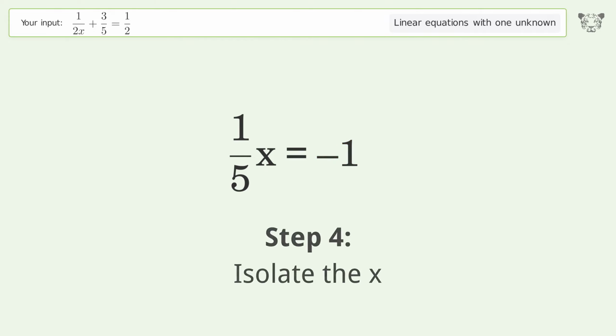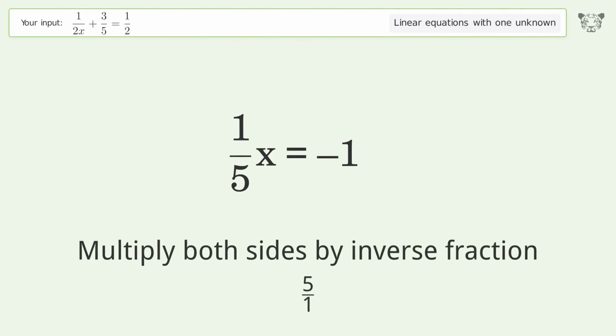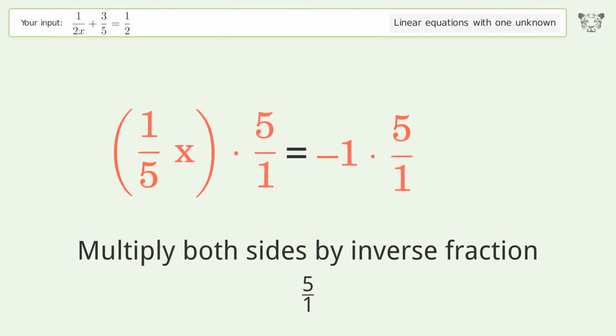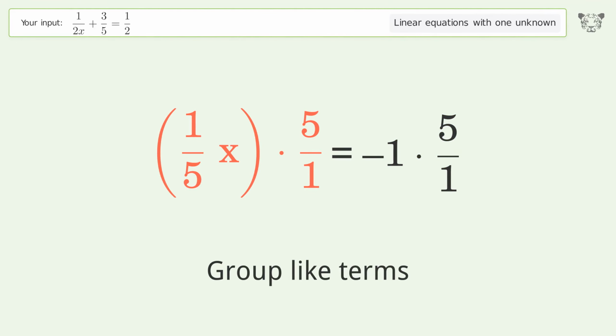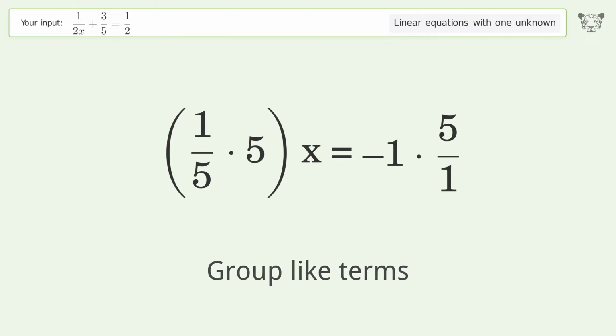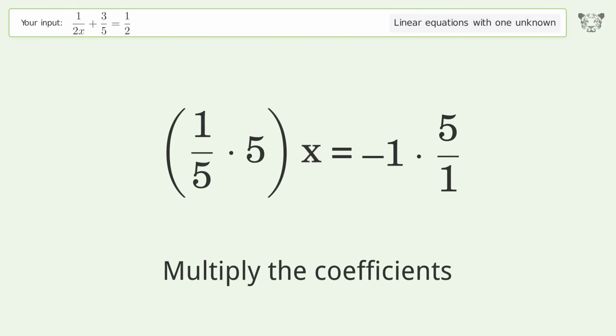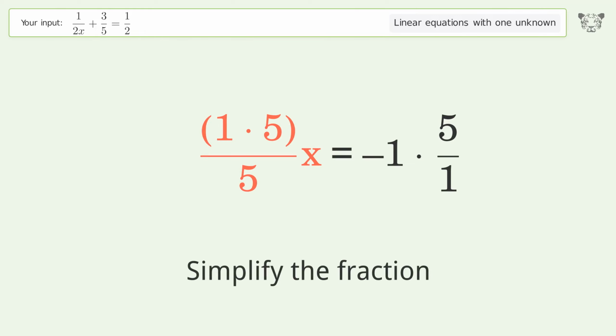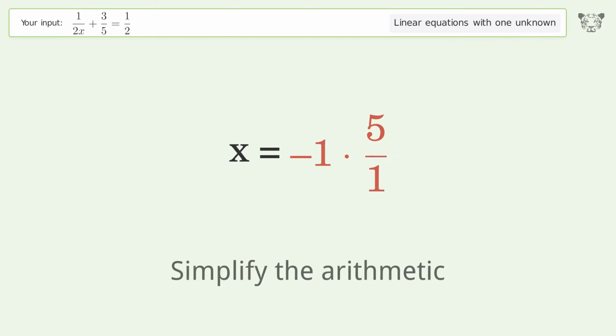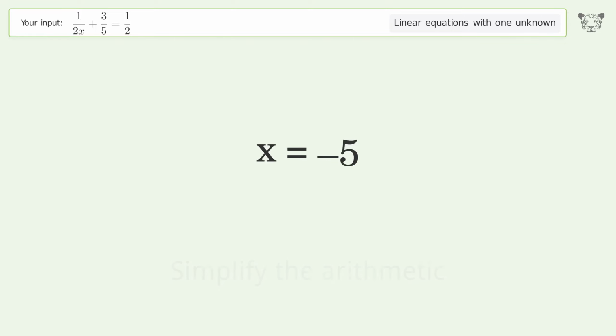Isolate the x. Multiply both sides by inverse fraction 5/1. Group like terms. Multiply the coefficients. Simplify the fraction. Simplify the arithmetic. And so the final result is x equals -5.